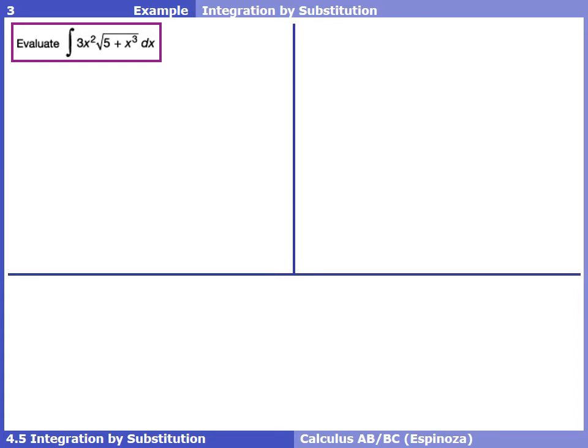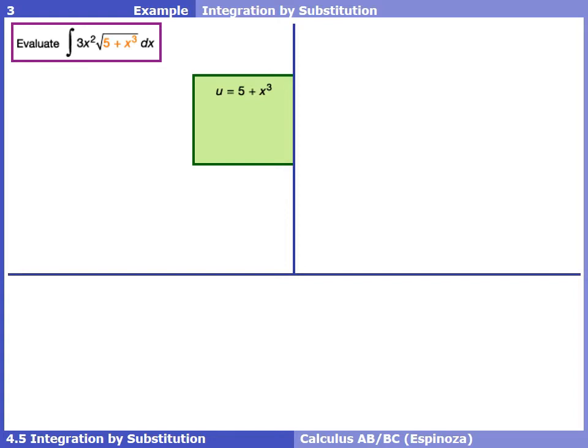So the first thing you should realize when you're doing problems is, do you see a function and its derivative in the problem? And it might not be identical. In that last example, it wasn't identical. But do you see it pretty close, if not identical? Well, in this case, we do. We see 5 plus x cubed as a function, and if we take the derivative of that function, we would see 3x squared. The other way you can look at this is we have stuff to a power.